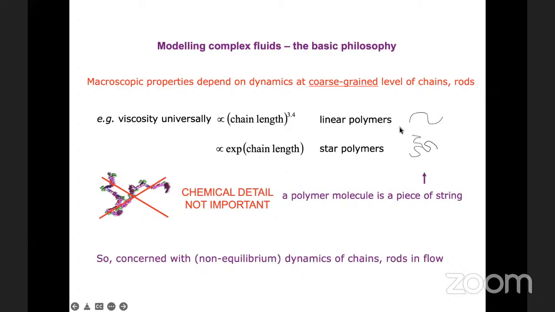So for example, if we have linear chain-like polymers, then we find that the viscosity goes as a power law of chain length. On the other hand, if we change the topology of the molecule to introduce a branch point to get a star polymer, we then typically find the viscosity goes as an exponential of the chain length. And again, that doesn't depend on the precise chemical detail of the monomers that make up the chains. So in other words, from our perspective, a polymer molecule is a piece of string, and we're interested in the statistical mechanics of lots of entangled pieces of string, molecular pieces of string undergoing Brownian motion.